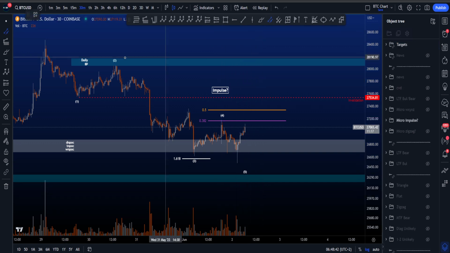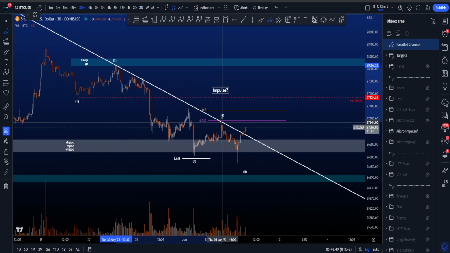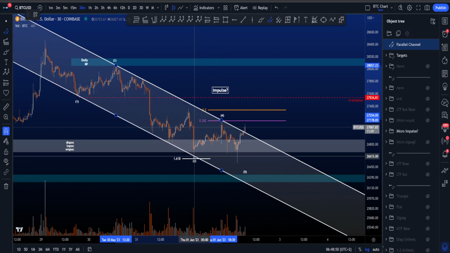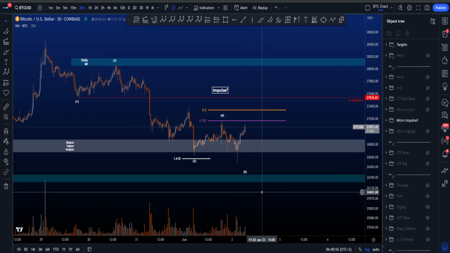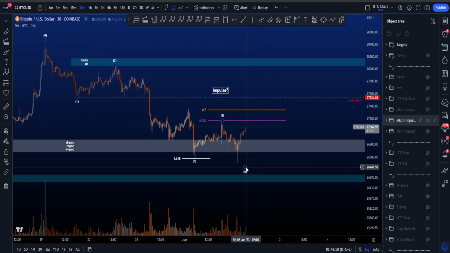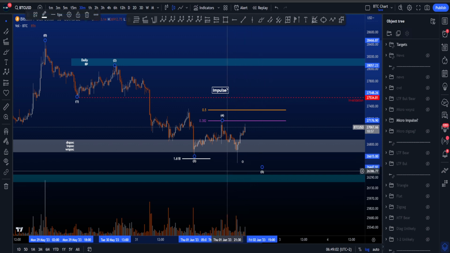Now, if we go to another one, you can actually pull a channel as well. If you pull a channel from the high of 2 to the low of 4, and then eventually to the low of 3, then potentially the low of the channel is also a target for a wave 5. So these are 4 ways to check a target for a 5, but as you can see, in all 4 of these scenarios, this low over here did not reach any of those targets.